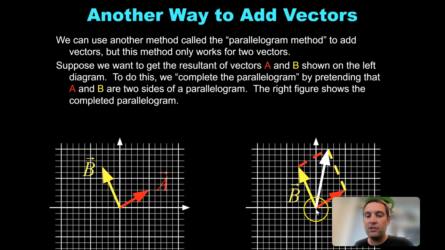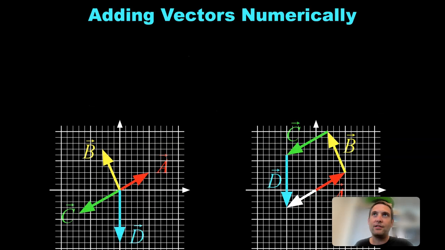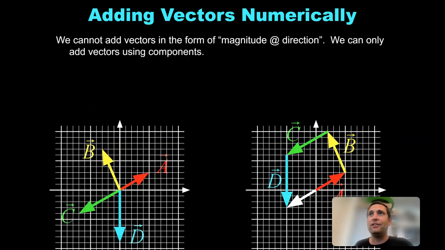The resultant vector is going to also start from the very same spot, but it's going to go to the opposite corner, where the two parallel pieces meet. This is useful if you just have two vectors and need to do it quickly, need to see what direction you're going to be going quickly.